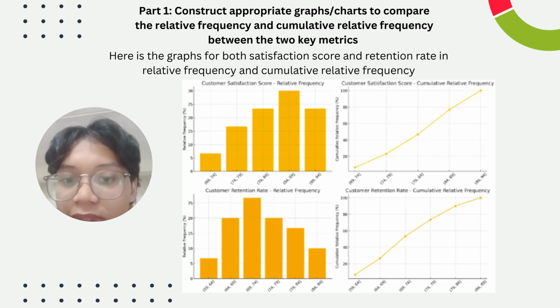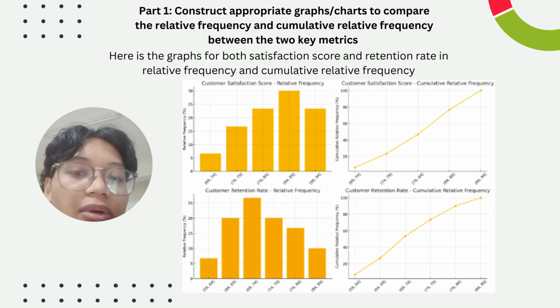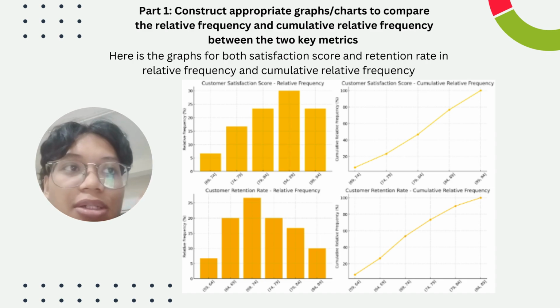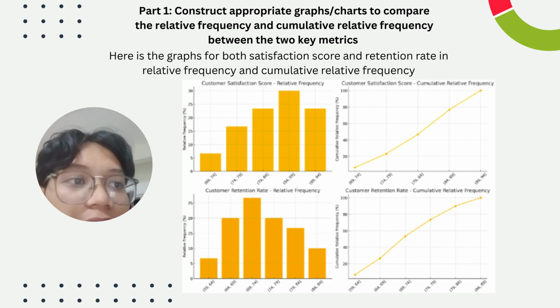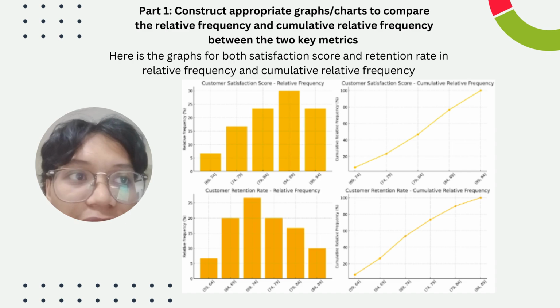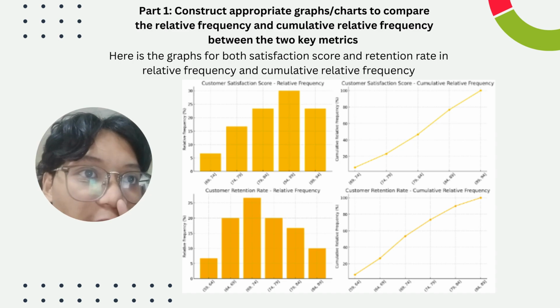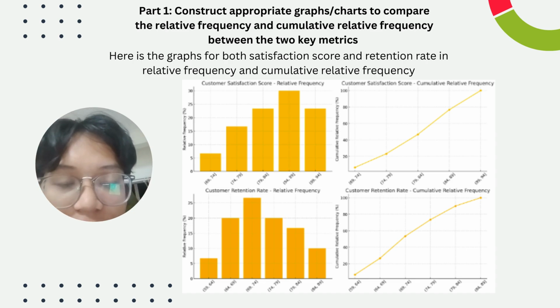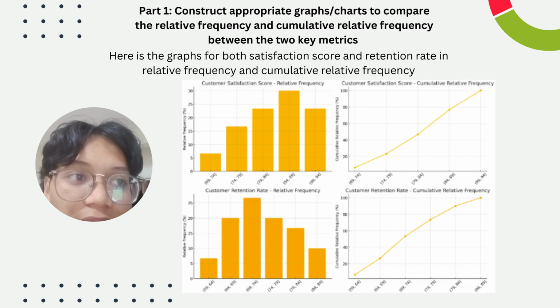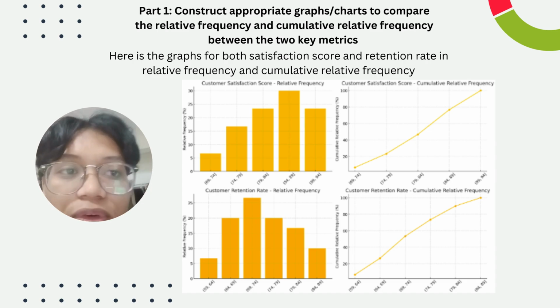Okay, so for the next part is to convert the data of both satisfaction score and retention rate into appropriate graphs. So here are the four charts that I have made for both relative frequency and also cumulative relative frequency. As you can see, for the relative frequency, in the satisfaction score, we have most businesses score between 85 to 94%. And for the retention rate, the scores are more spread out with peaks around 65 to 84%.